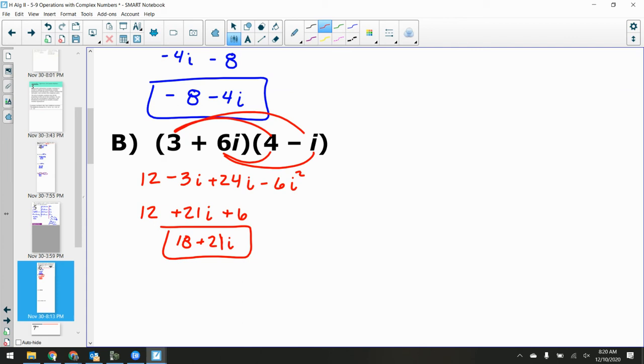My Algebra 2 teacher said it might be a better idea to FLIO, instead of FOIL, because first and last are going to come out real. Inners and outers are going to come out complex. So do first, last, they kind of group together with the real parts and imaginary parts.